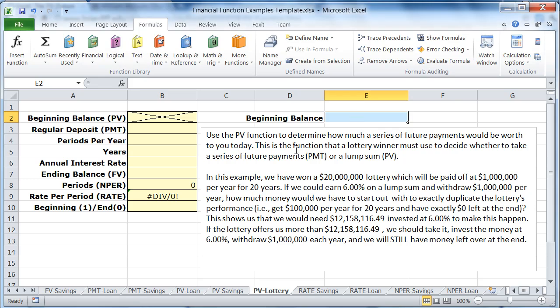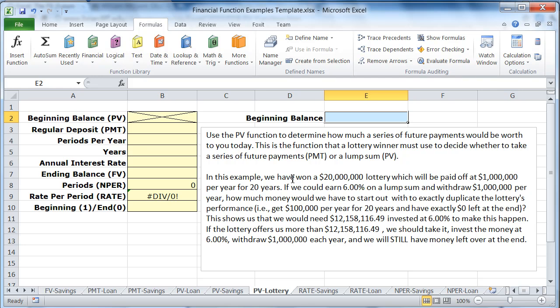One final application of the present value function is to solve what I call the lottery problem. Normally when somebody wins a lottery, they're given a choice. They can either take annual payments for a certain number of years, or they can take a lump sum payment at the very beginning. The lump sum payment is clearly going to be less than the sum of all of those annual payments, and the person who wins a lottery has to decide whether they want that steady income over a long period of time or whether they want the lump sum. So how do you decide?